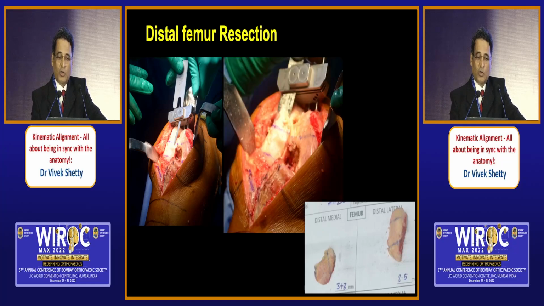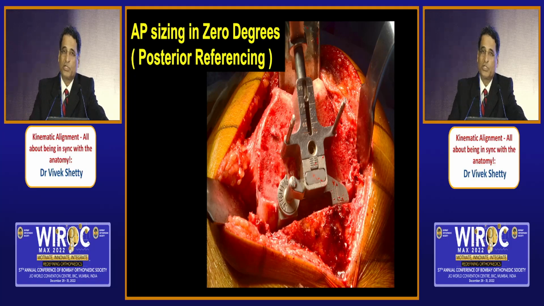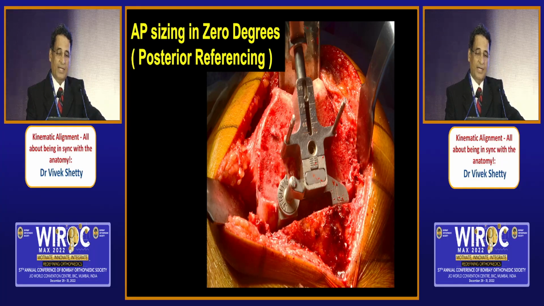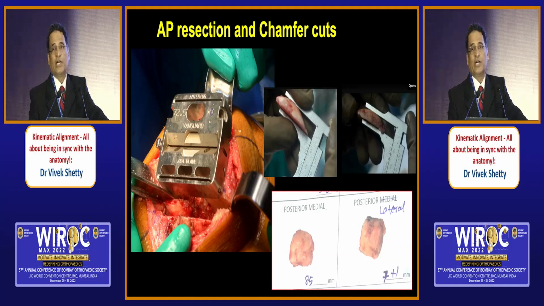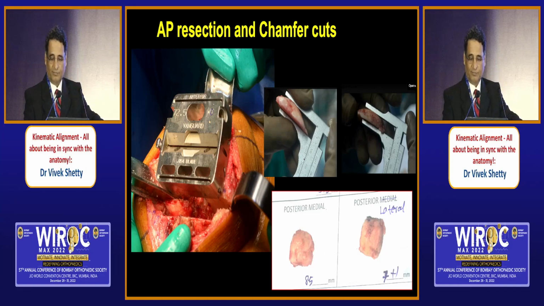My distal thickness of the implant is 9, in the Vanguard knee, and the posterior is 9. So then I go on to measure that, then get my posterior referencing guide to measure the AP sizing with 0 degrees rotation. Remember, there's no 3 degrees rotation here. And I get my posterior cuts, 8 and 8 millimeters. So that is equivalent to the 9 millimeter thickness of my implant. So my femur is now kinematically aligned, 9 and 9.